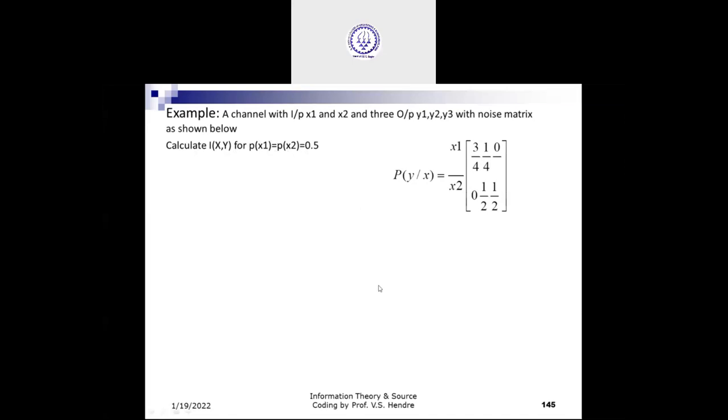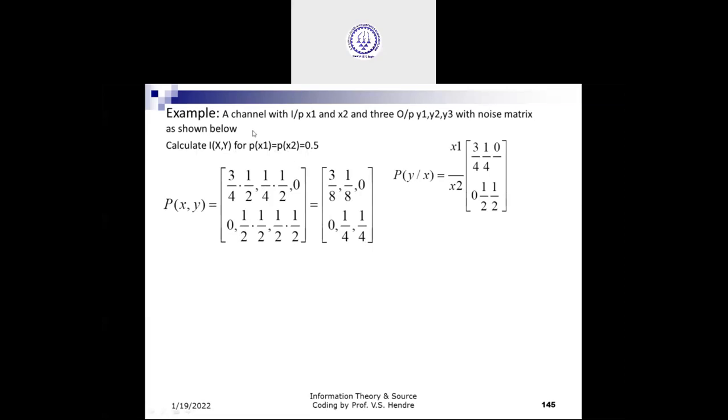Now this is just a sample example of how to calculate the mutual information. A channel is represented by the matrix 3 by 4, 1 by 4, 0, 0, 1 by 2, 1 by 2. And I understand from this matrix that it is P of y given x. If I know P of x1 and P of x2 both are 0.5, we can calculate P of x comma y by multiplying P of x with P of y given x, as we understood in the earlier example. Then once I know P of x comma y, the sum of its rows is P of x and the sum of its columns is P of y.